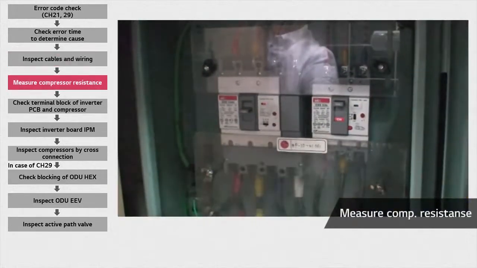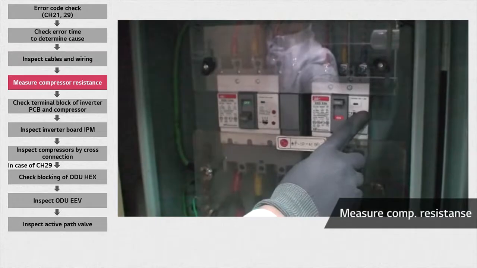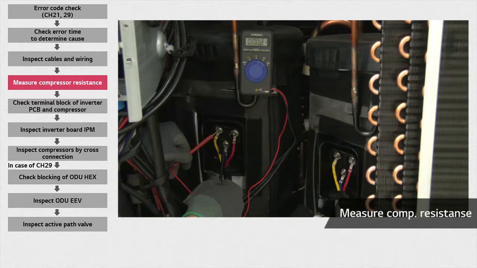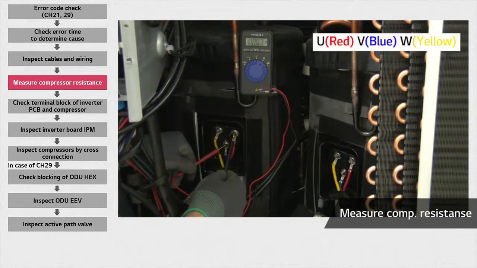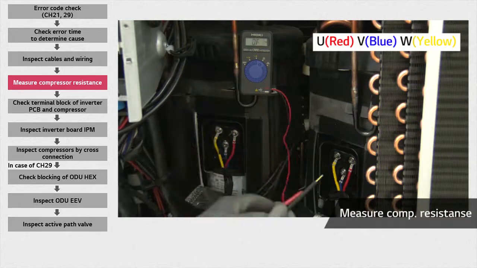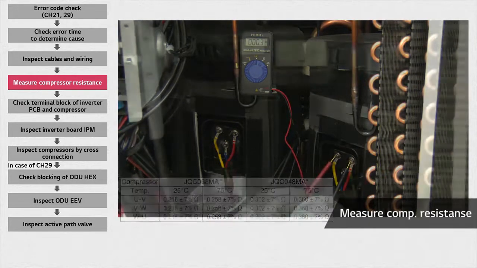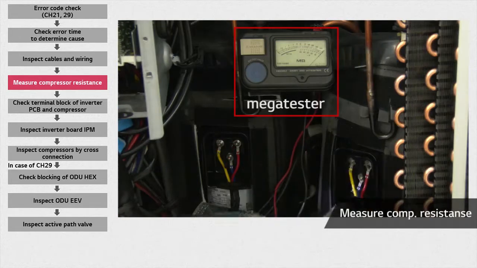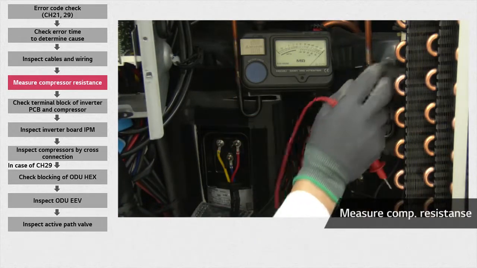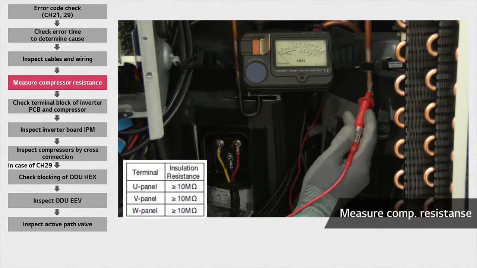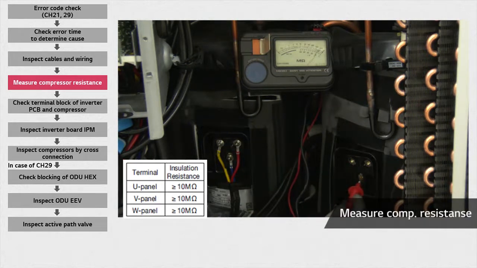Turn off the circuit breaker of both indoor and outdoor units before measuring the resistance. Then measure the resistance between phases of the compressor terminal. Check the resistance of the U, V, W terminal as follows. Compare the standard value with the readings for the UV, VW, WU connections. This is a megatester. It can measure the insulation resistance between the compressor piping and U, V, and W terminals. Compare the insulation resistance values for each measurement. Replace compressor if it is found defective.